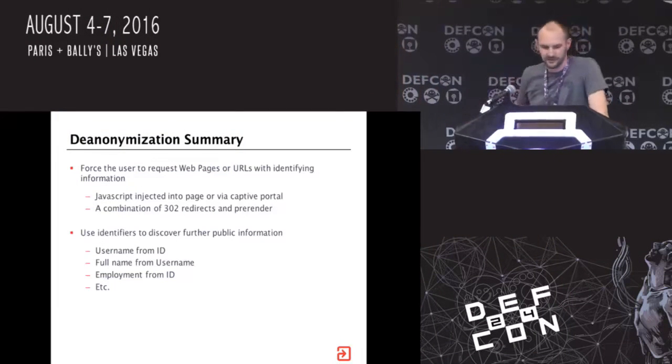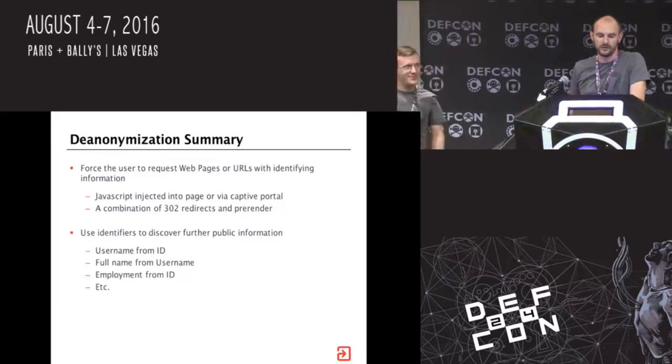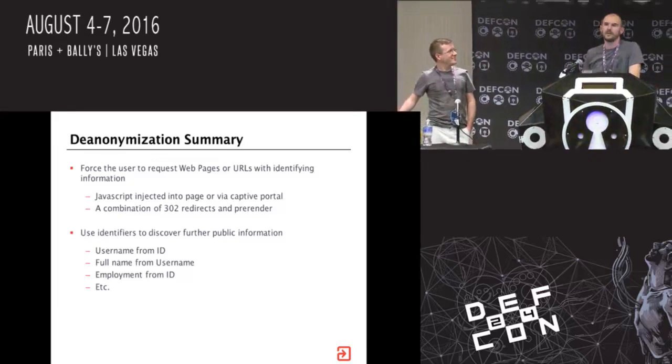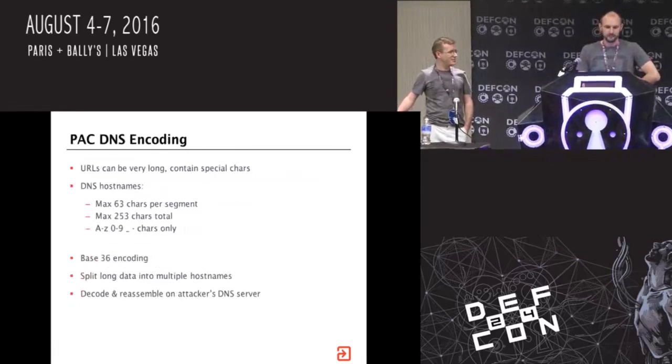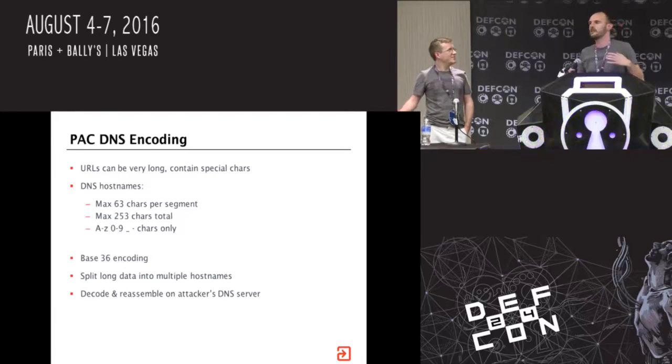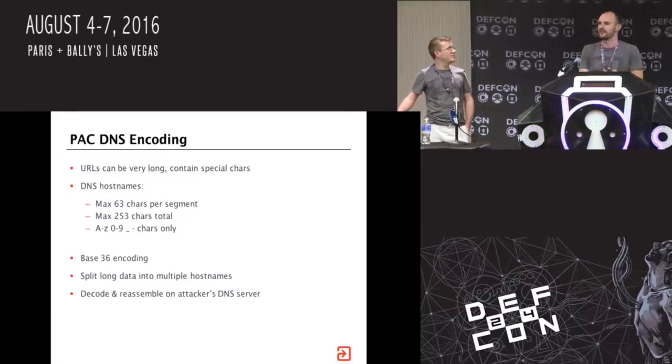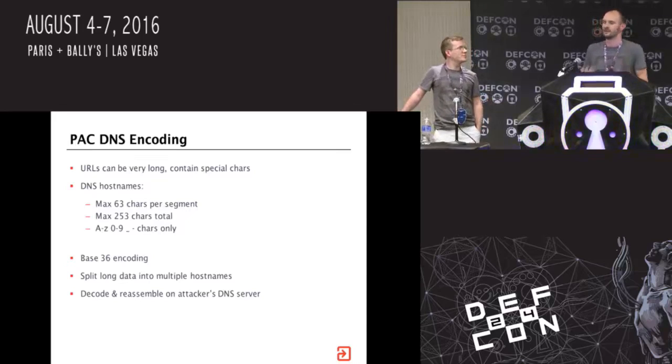So, to summarize that, if we force the user to request a web page or URL, we can get identifying information from it. We can then use those IDs and usernames to get further public information, but information that we wouldn't otherwise have. So in order to do this, we need to create a bit of a C2 infrastructure between the user's browser, the PAC JavaScript that's running on their system, the DNS server we're using for leaking information, and the malicious web server that we're using to control all of this.